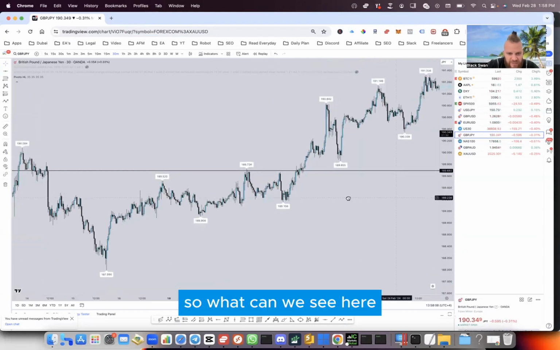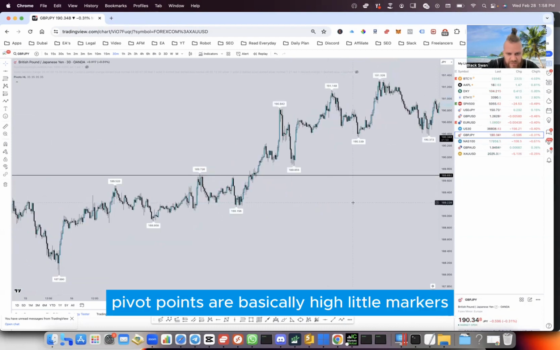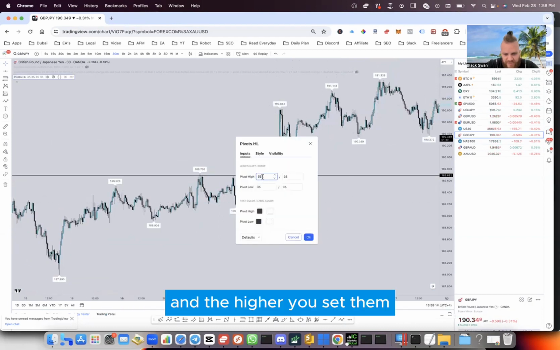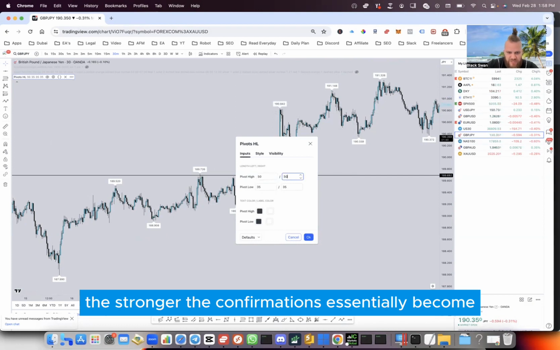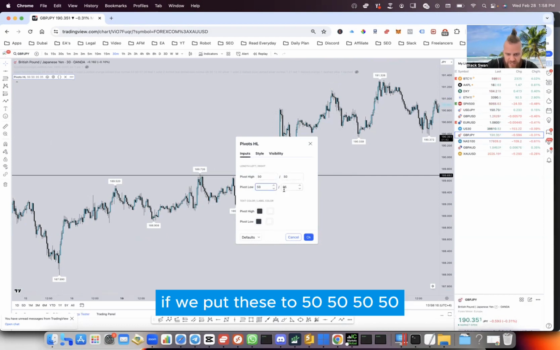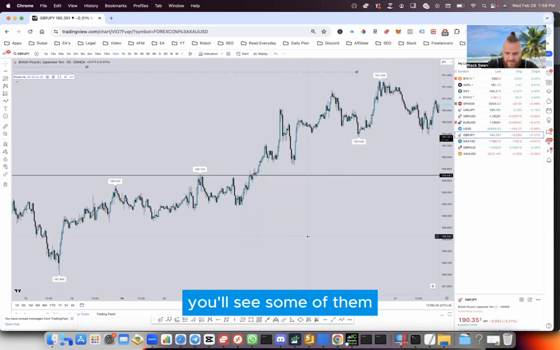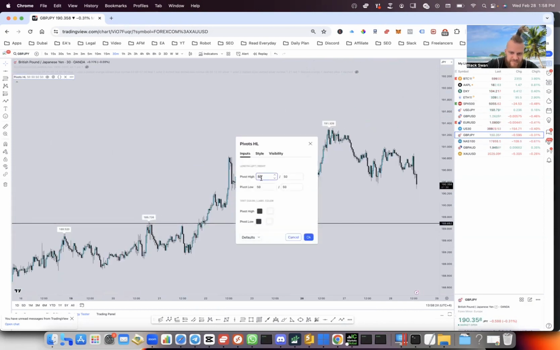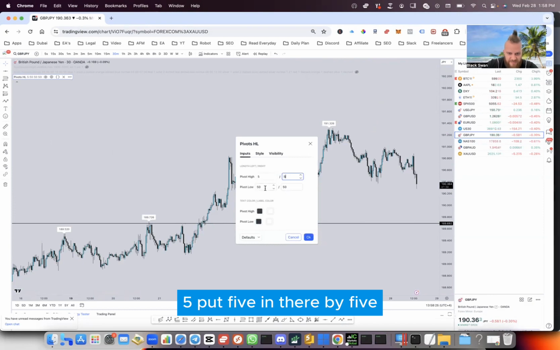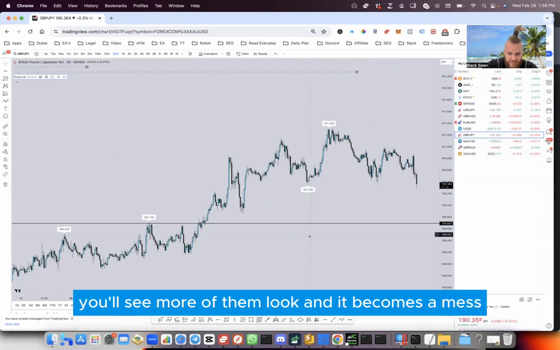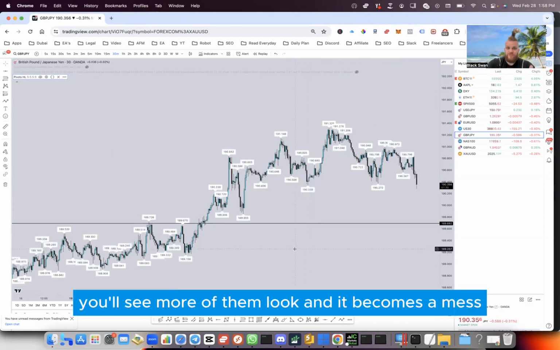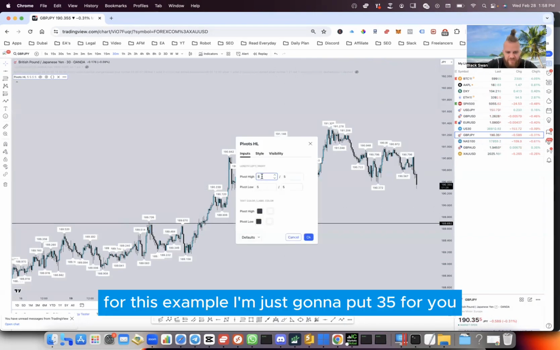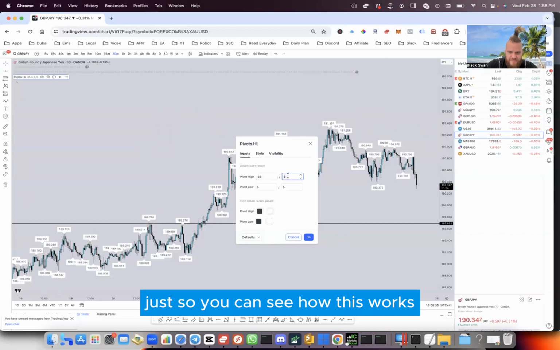So what can we see here? Pivot points. What are pivot points? Pivot points are basically high-low markers, and the higher you set them, the stronger the confirmations essentially become. If we put these to 50, 50, 50, 50, you'll see some of them disappear. If we put 5 in there, 5, 5, you'll see more of them. Look, and it becomes a mess. For this example, I'm just going to put 35 here, just so you can see how this works.